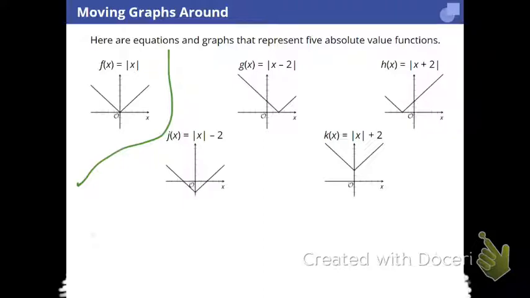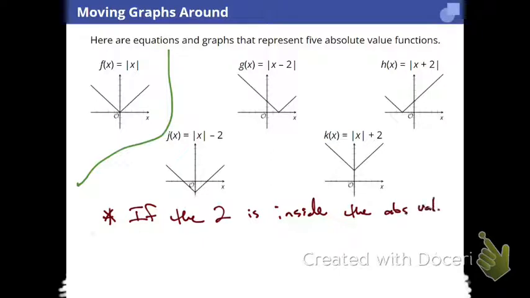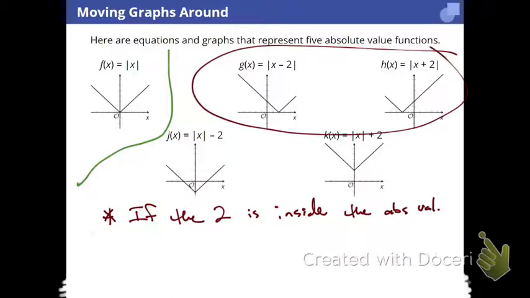You guys are going to help me make this rule. The first general rule I want to make is if the 2 is inside the absolute value. Okay? So inside the absolute value means we're looking up here. So who can tell me how that 2 is changing my function, my graph function there? Sophia?